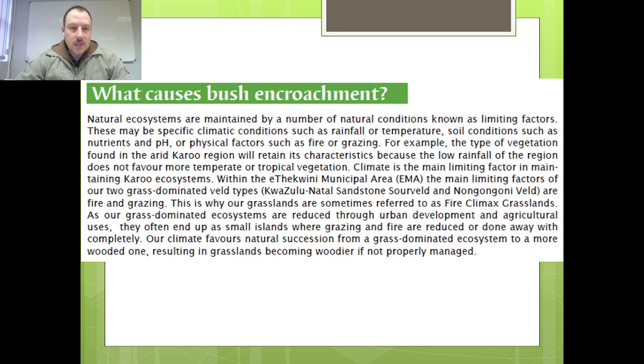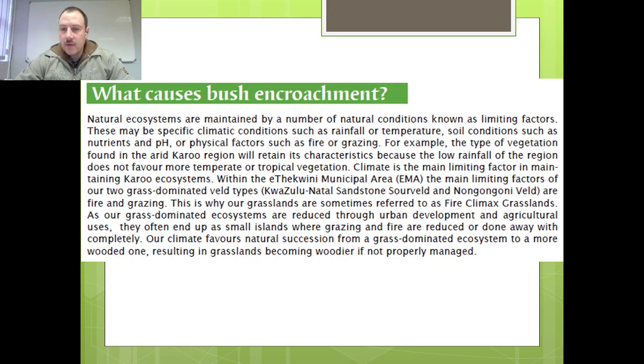Natural ecosystems are maintained by a number of natural conditions known as limiting factors. These may be specific climatic conditions such as rainfall or temperature, soil conditions such as nutrients and pH, or physical factors such as fire or grazing. For example, the type of vegetation found in the arid Karoo region will retain its characteristics because the low rainfall of the region does not favor more temperate or tropical vegetation. This is just the basics of successive ecology that we've done now over the last 2 years.